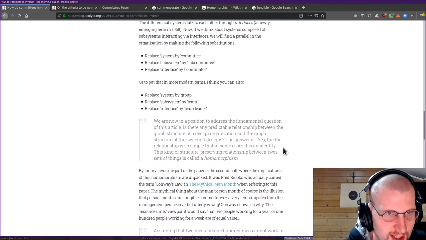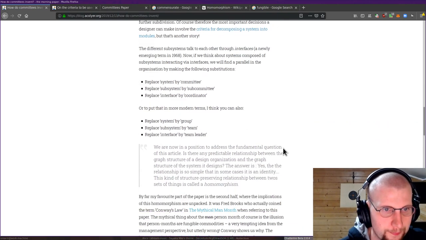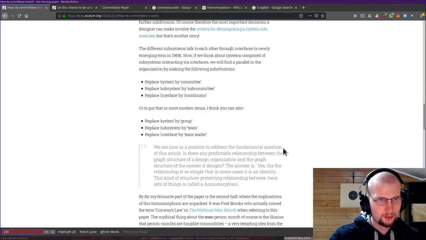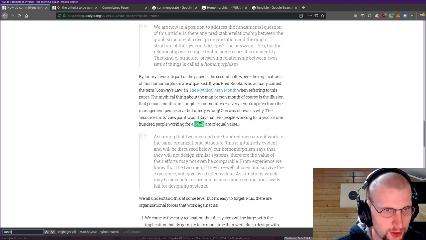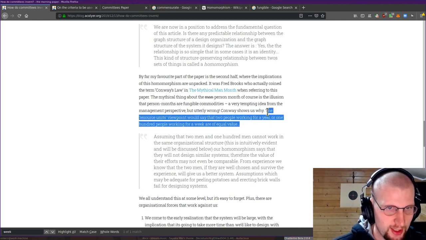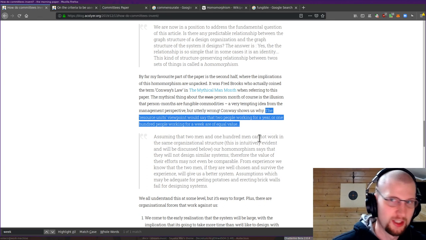The research unit's viewpoint would say that 2 people working for a year or 100 people working for a week are of equal value. And if you would design software with 100 people for a week, what would you end up with? You would end up with nothing. You wouldn't do anything.